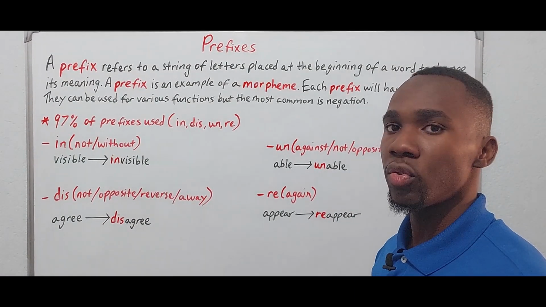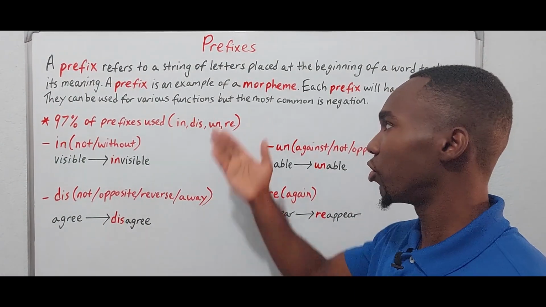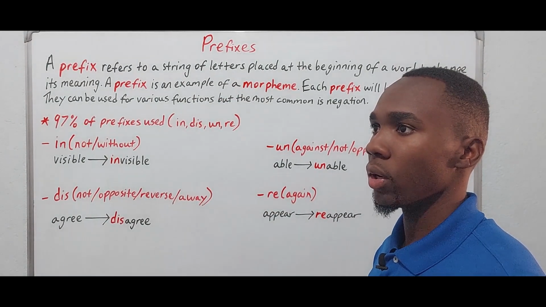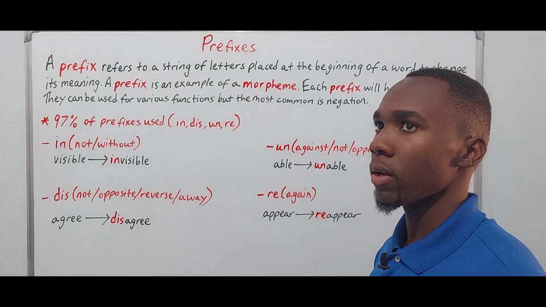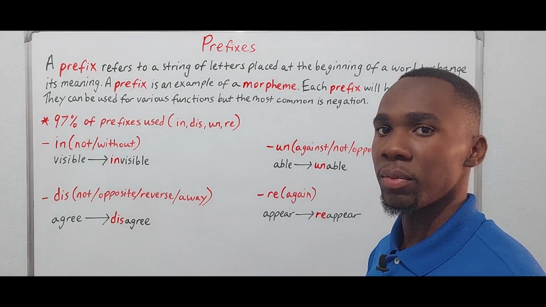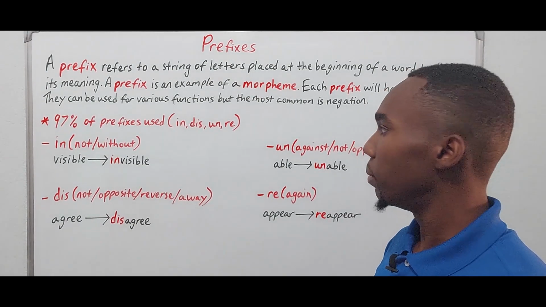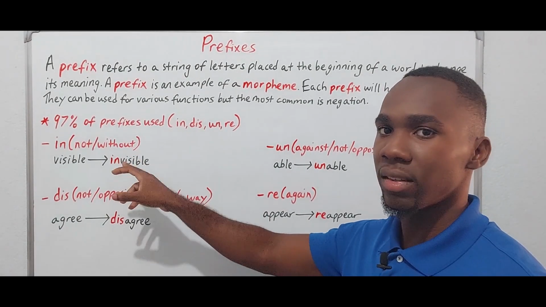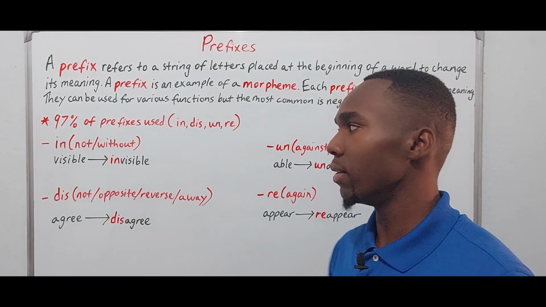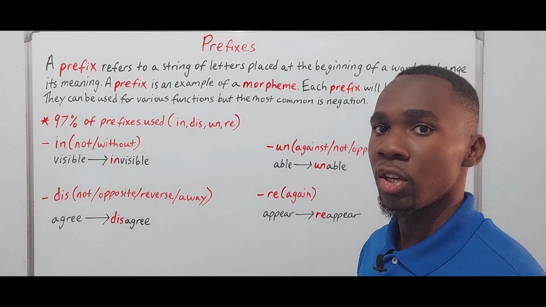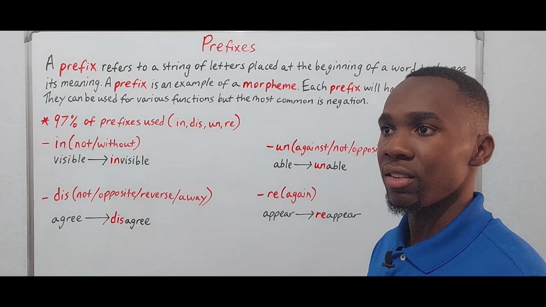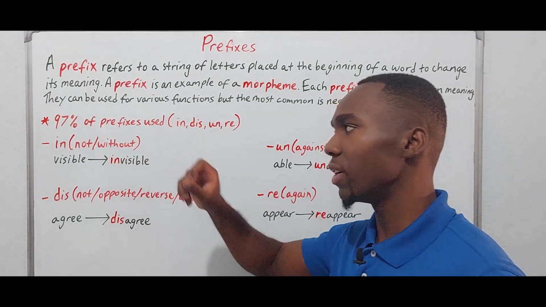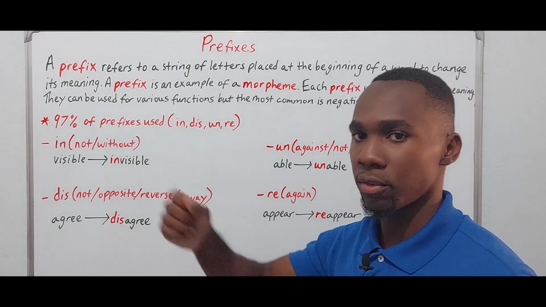Now, I would have told you that a prefix is a string of letters, part of a word, but prefixes can actually be words, as we'll get to. I'm just using this as an example. Look at the word in. In is a preposition, so in by itself has function, but it can also be used as a prefix to indicate something else.